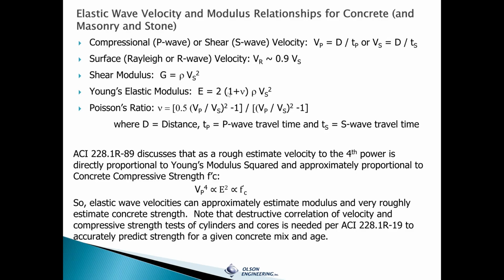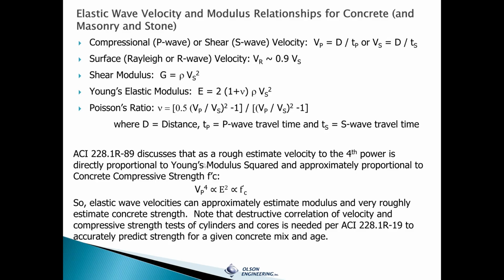And Young's modulus equals 2 times 1 plus the Poisson's ratio. It's really saying it's 2 times 1 plus the Poisson's ratio times the shear modulus. And the Poisson's ratio, if you measure both compressional waves and shear waves, can be calculated. These are all low strain, maximum elastic moduli. They're not working strain moduli at all. So it's low strain, highest moduli that we are measuring with these low strain tests.